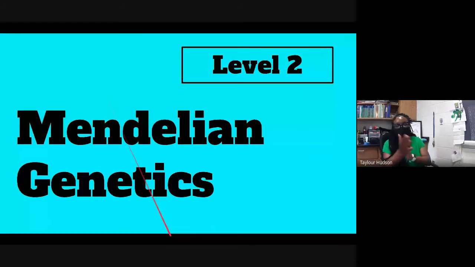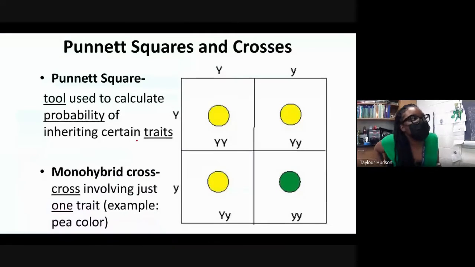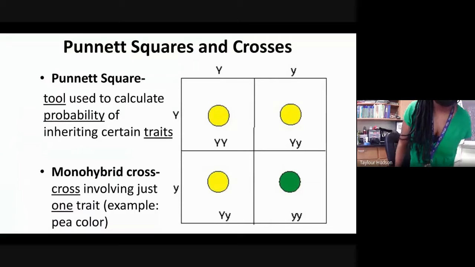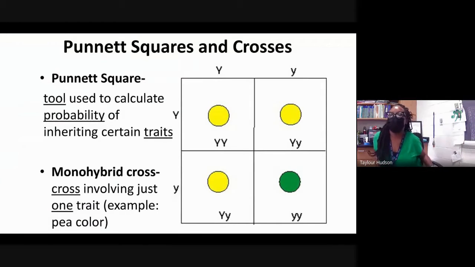Okay, so we're going to be talking about Punnett squares. What are they? Punnett squares are a tool that you can use to calculate the probability of organisms having certain traits. By the way, this is the very first vocabulary term on your portfolio, so you may want to go ahead and write this down. All right, so Punnett squares are the tool that we use to calculate the probability of inheriting certain traits.